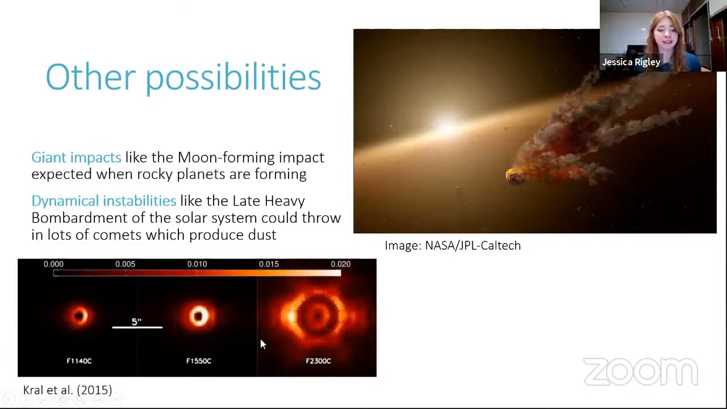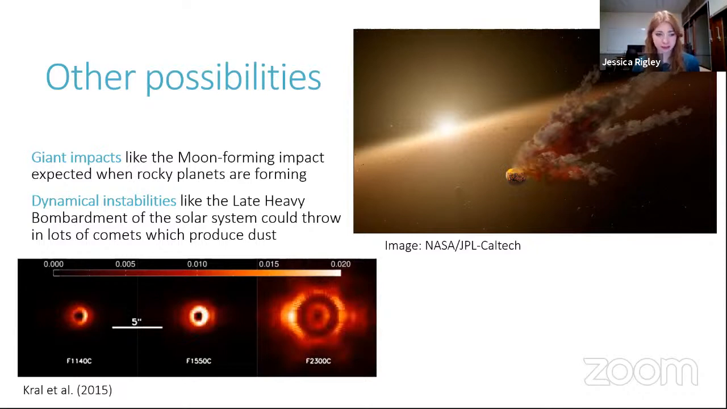For example, this is a simulation of what we think we would see if we looked around a star when it was undergoing a giant impact. So this is what we would see with the James Webb Telescope, which is hopefully going up in a couple months' time. And so you can see that we would actually detect this giant impact. And we think that these are actually quite common when stars are particularly young and just forming their rocky planets. So this could especially be a good explanation around younger stars, which are still forming planets.